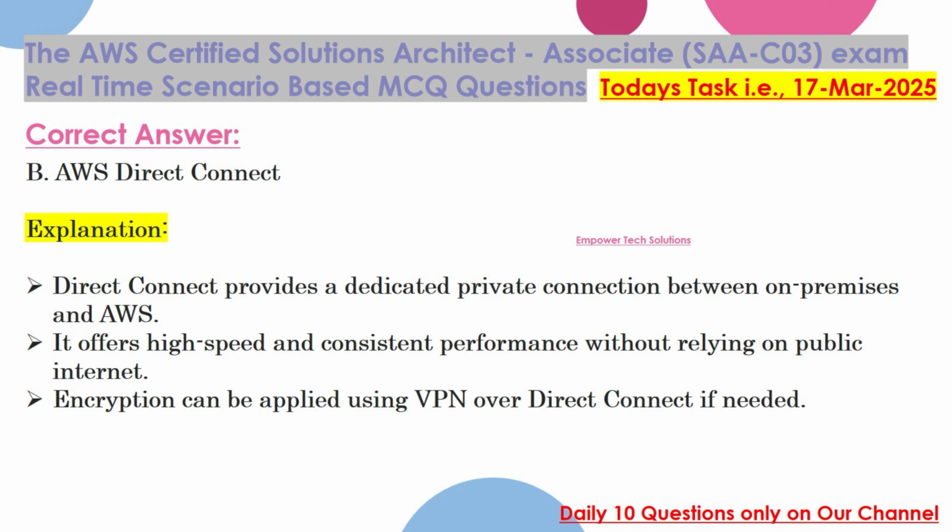AWS Direct Connect. Explanation. Direct Connect provides a dedicated private connection between on-premises and AWS. It offers high-speed and consistent performance without relying on public internet. Encryption can be applied using VPN over Direct Connect if needed.